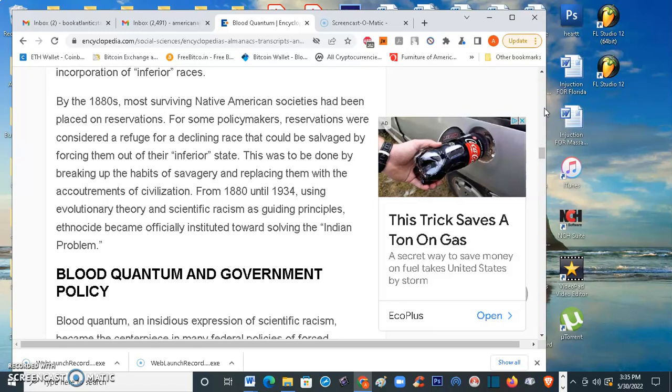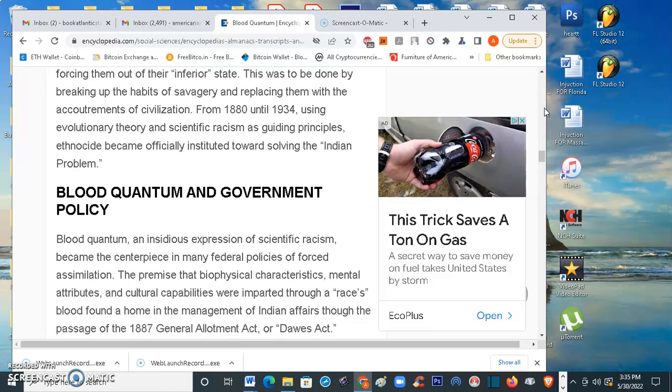From 1880 until 1934, using evolutionary theory and scientific racism, pay attention to that term, as guiding principles, ethnocide became officially instituted towards solving the Indian problem. So people, they literally wipe you off, kill you on paper, calling you black, Negro, colored, all these things, African, and that's got nothing to do with you. It's just for their agenda, okay?